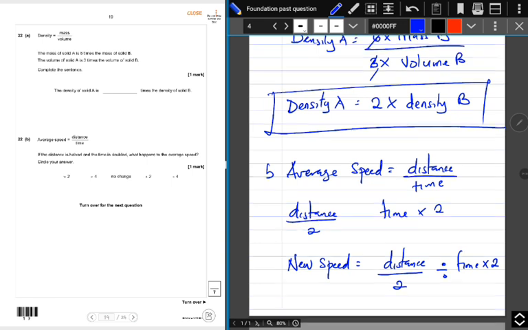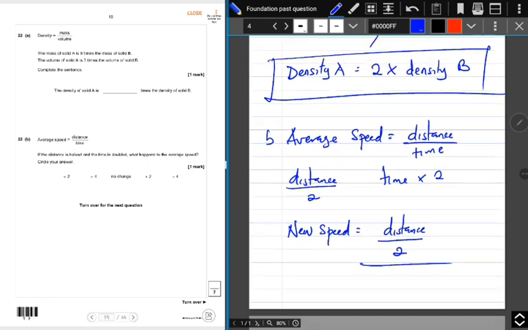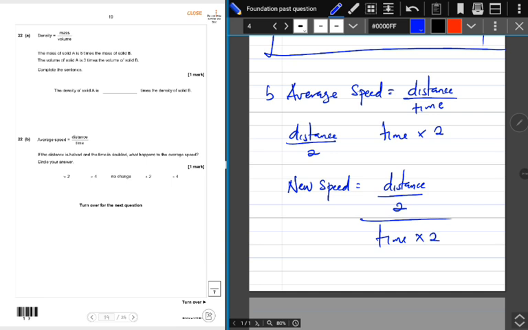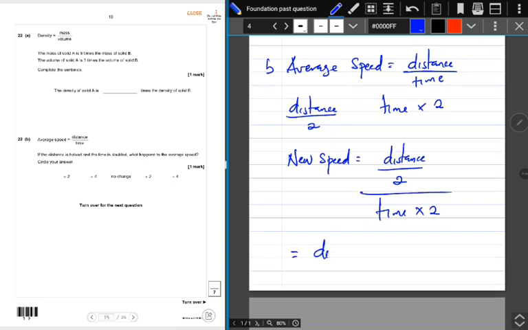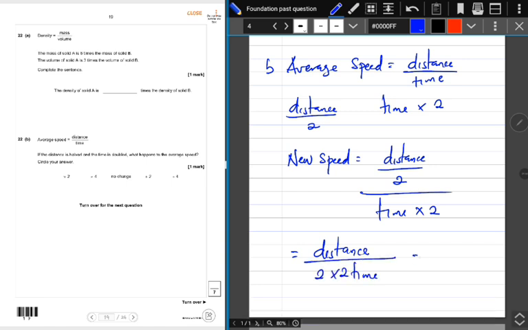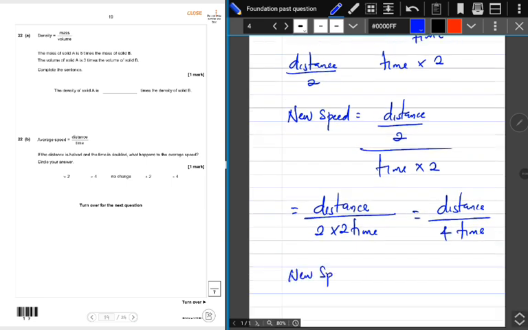Okay, let's write it this way, so we get to understand it clearly. Time times 2. Now, I can rewrite this as distance divided by 2 times 2 time, which is going to give us distance over 4 time. And then I will say new speed equals 1 over 4 times distance over time.